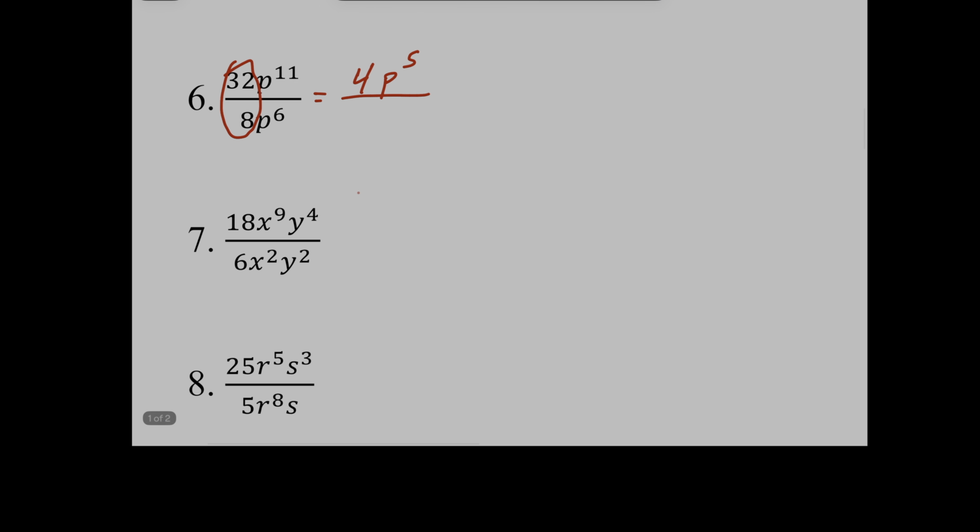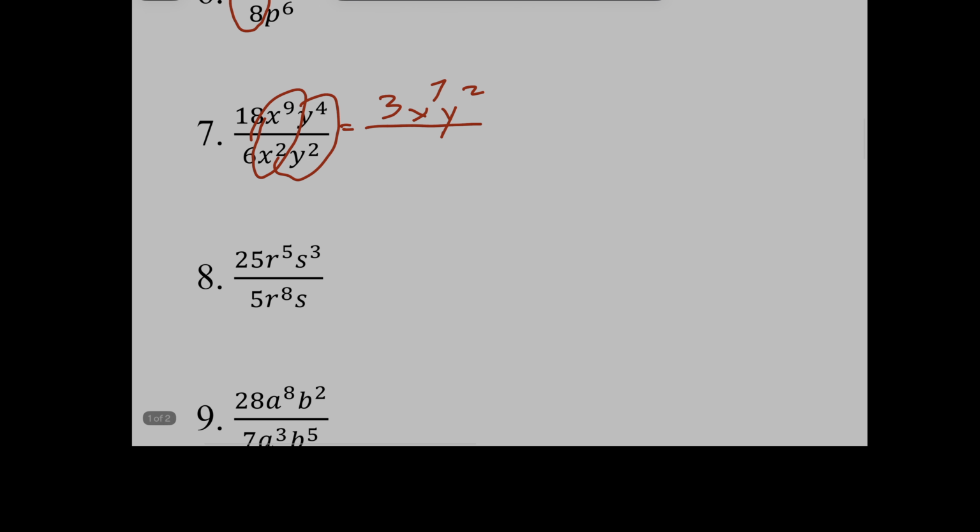Number 7. What's 18 divided by 6? It's 3. Now I'm going to do my little subtraction with my x's, and that's going to leave me x to the 7 on top. And now I'm going to do it with my y's, which is y to the 2 on top. All I did was subtract, put them on the side with the bigger number. All right, on this one, 25 divided by 5 is 5. And I'm going to go r to the 3, s to the 2. I put the r's on the bottom because there's more on the bottom. I put the s's on top because there's more on top.